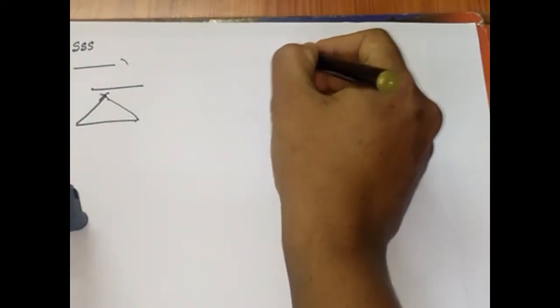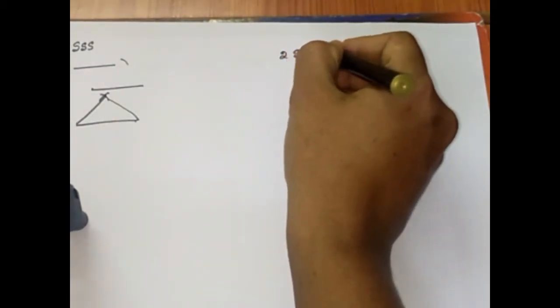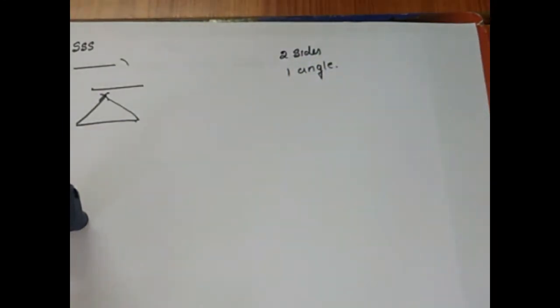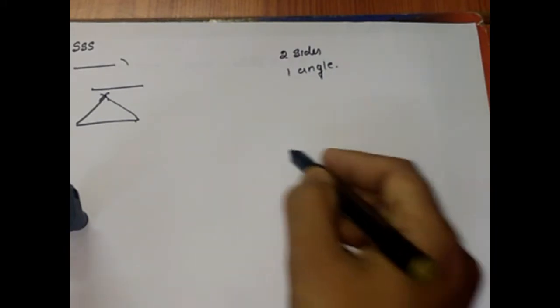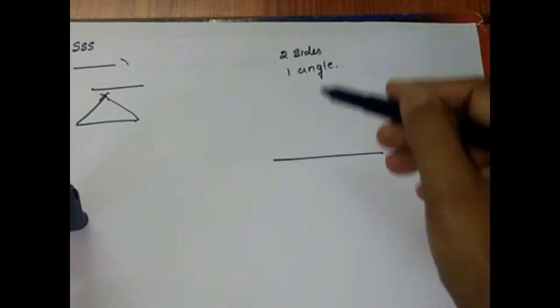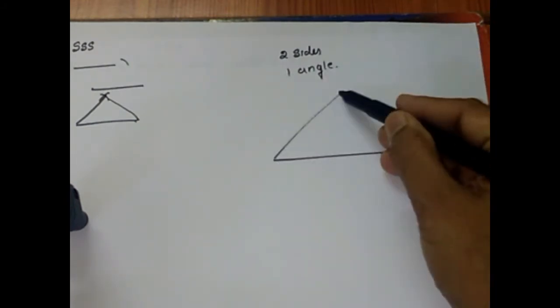In today's class, let us learn how to construct a triangle when the measures of two sides and one angle are given in the question. So here also we need to follow three steps. What is the first step? First step is to draw the baseline. And the second step is to construct an angle for the given measurement.